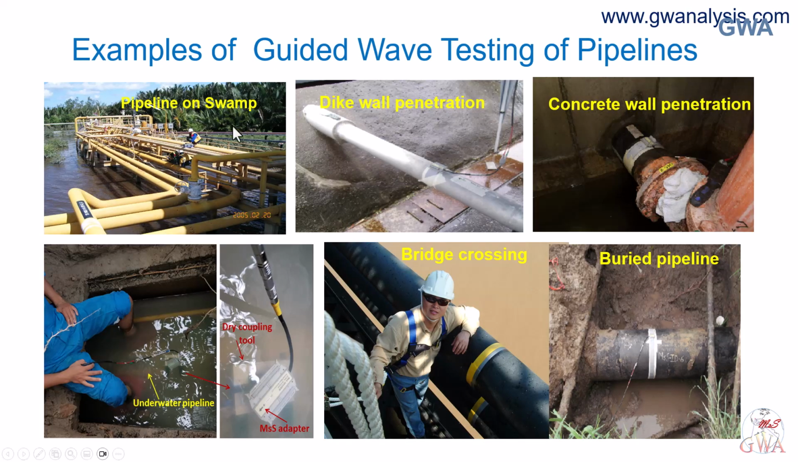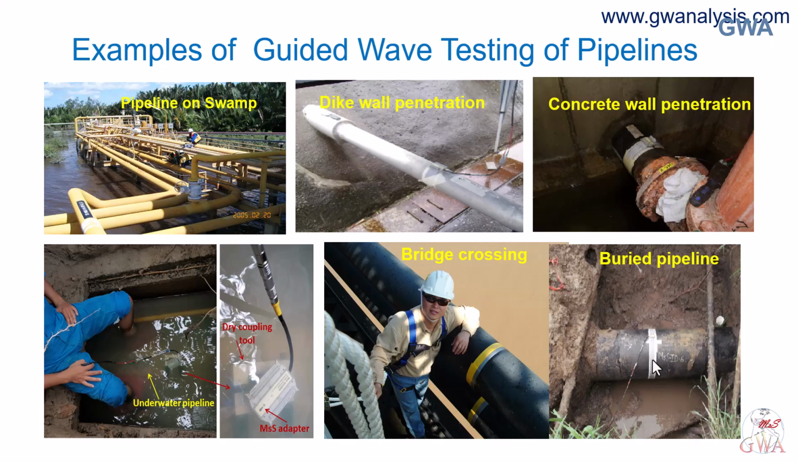These photographs show guided wave testing in 6 different situations, and I want you to look at what they have in common rather than at how different they are. Top left, a pipeline running through a swamp. Next, a dike wall penetration where the pipe disappears into the structure. Next, a concrete wall penetration. Bottom left, an underwater pipeline tested with a dry coupling tool and an MsS adapter. Then a bridge crossing and a buried pipeline exposed in an excavation.